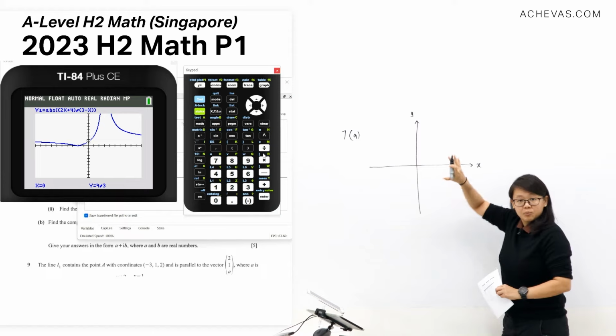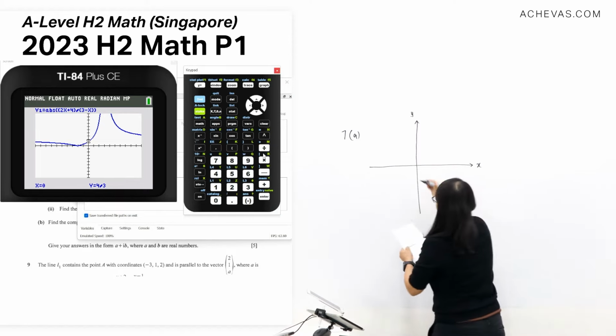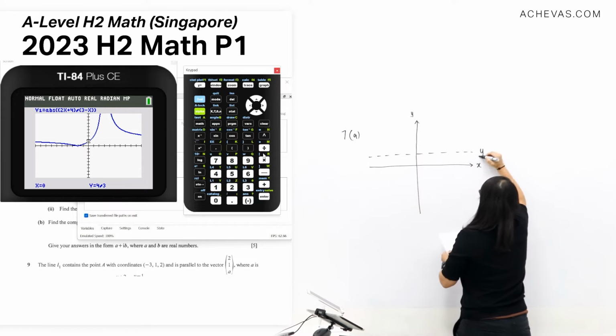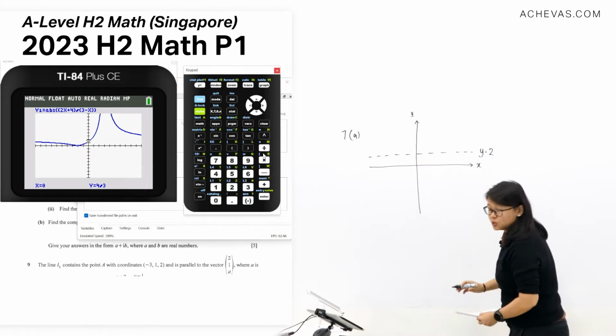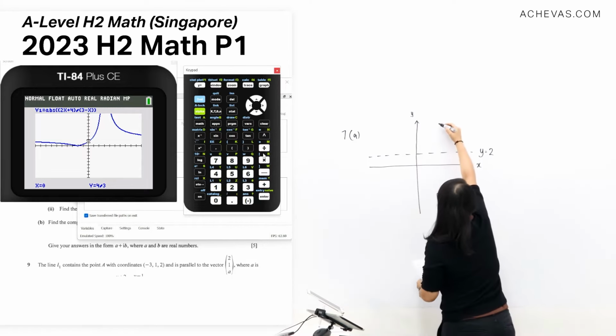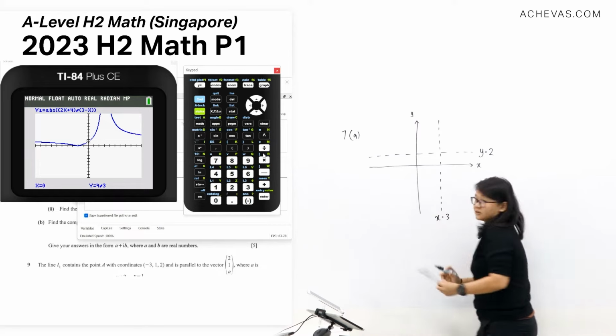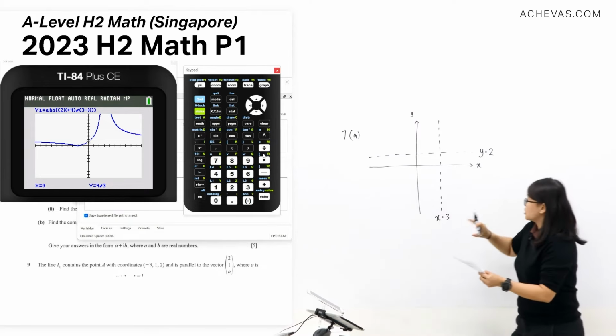I'm going to first put in the asymptotes. I have asymptote at y equals to 2, and I also have asymptote of x equals to 3. And next, I'm going to just put a shape in here.